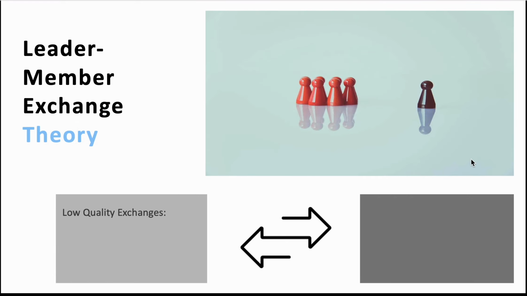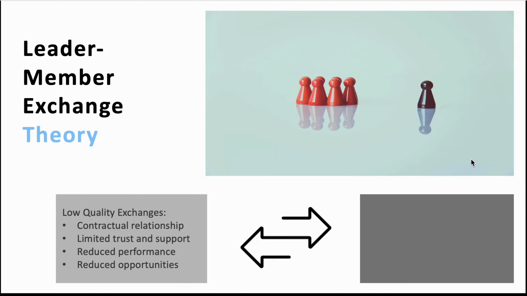So leader-member exchange basically tells us that when an employee is part of a low-quality exchange, they're in a contractual relationship. I show up and do the work because I'm supposed to, and I don't give really more than I need to, and you're not giving me a lot in return. There tends to be limited trust and support between leaders and employees. We tend to see reduced performance because you're not really emotionally invested in one another. And there's reduced opportunities for moving up or moving into different roles.